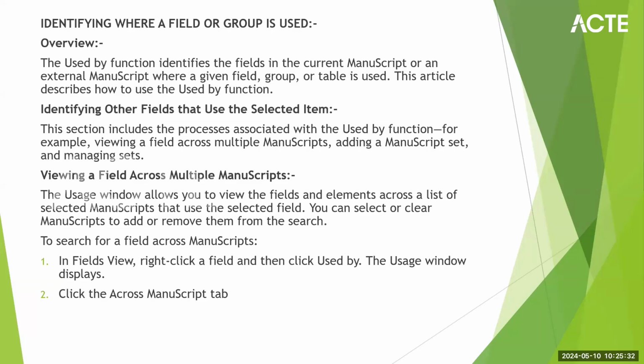Identifying other fields that use the selected item. This section includes the process used by function. For example, viewing a field across multiple manuscripts. You can see that the field is used in another manuscript as well. How do you view it? In field view, right click on that field and click used by. The users window will display. Click the across manuscript tab. When a pop-up appears, click the across manuscript tab. There you can see where this field is used and how many times it is used.